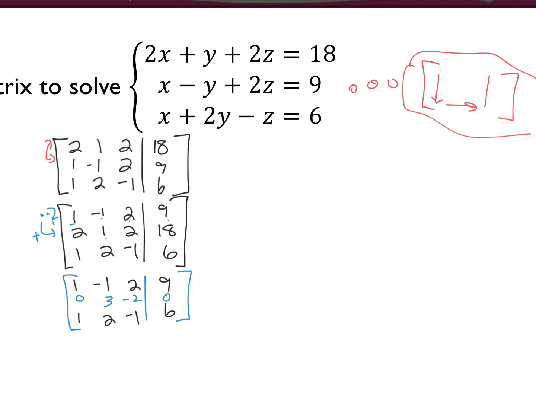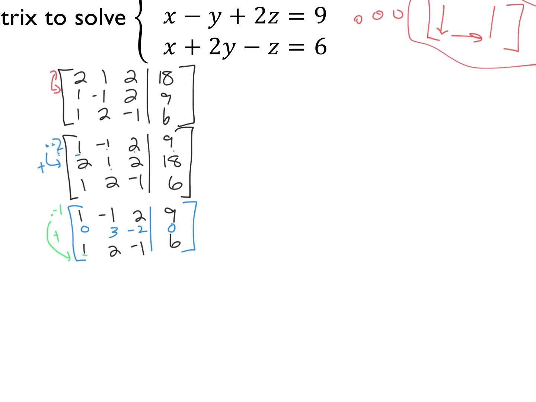And now, just like in our thinking bubble, we're going to continue to work down. So I will want to turn this 1 in row 3, column 1 into a 0. To do that, we're just going to multiply row 1 by a -1 and then add down. So the only row that's changing here is row 3. From our previous step, we're going to copy rows 1 and 2.